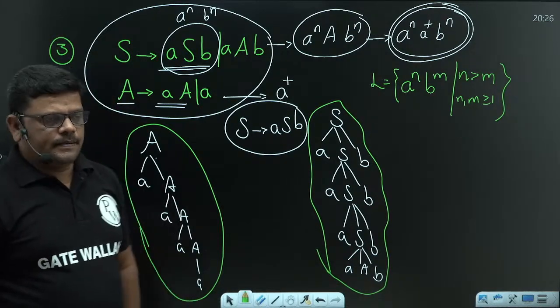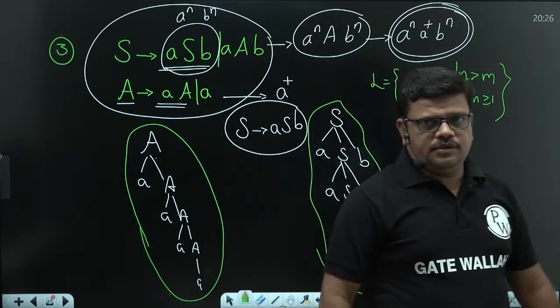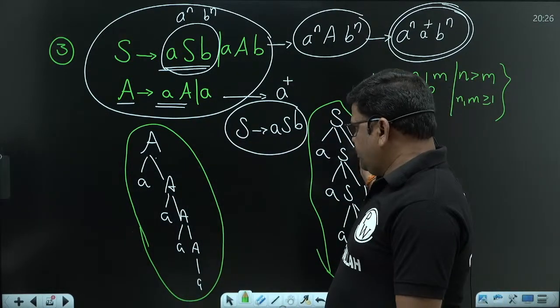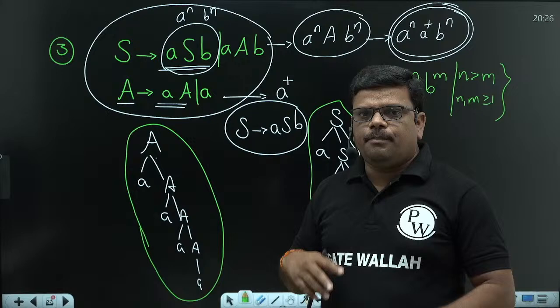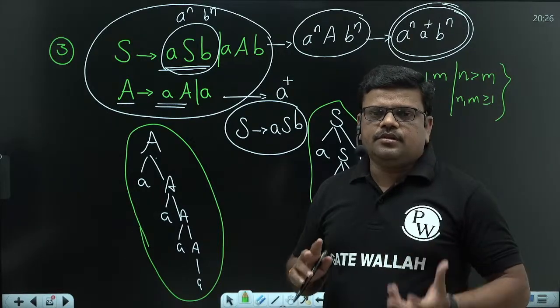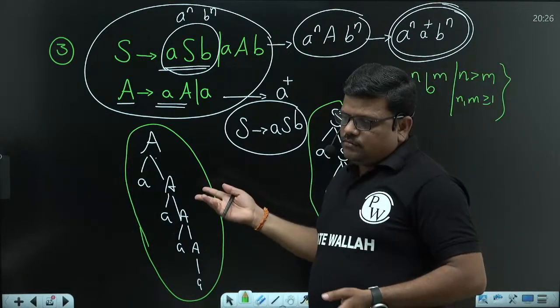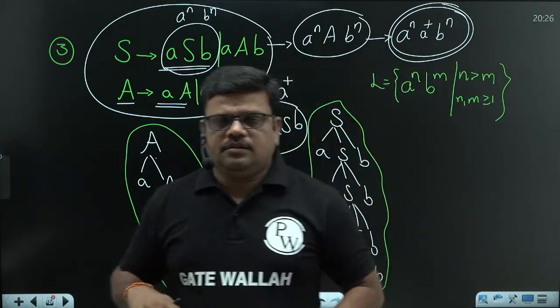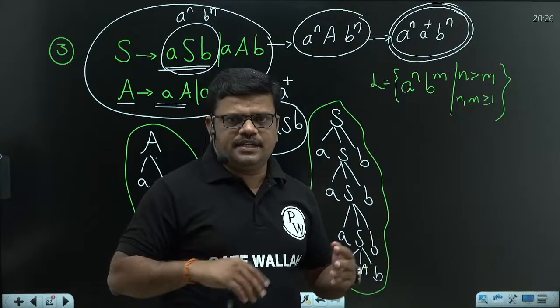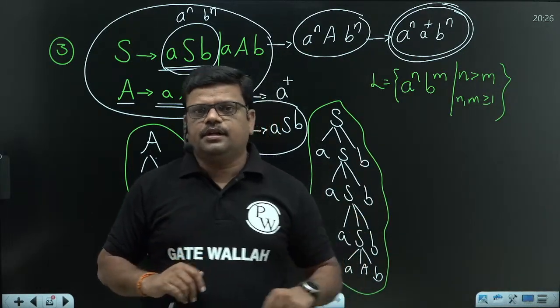So like this, if any grammar is given, we solved mostly 3 examples. If a grammar is given, produce parse trees, apply derivation, and identify what kind of strings are generated. Based on the type of strings generated, we have to produce the language of that grammar. We will generate some strings and we will generalize. If we generalize, we will get the exact language of that grammar. This is the way.